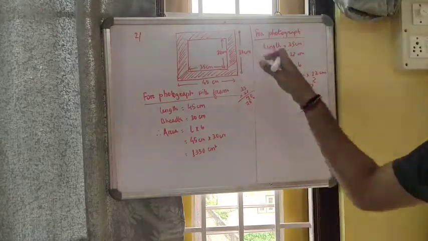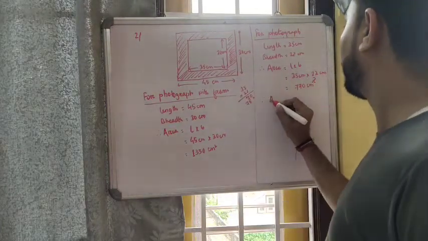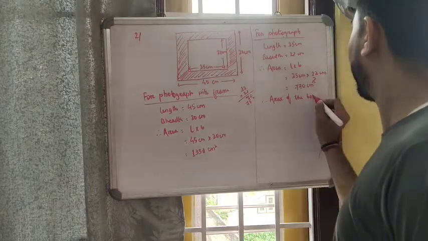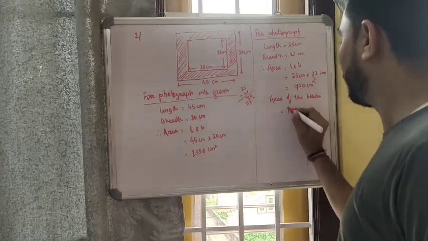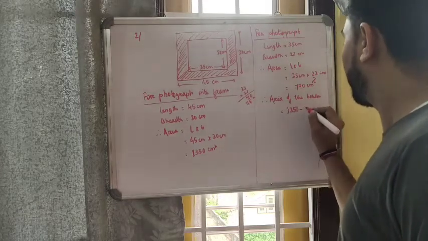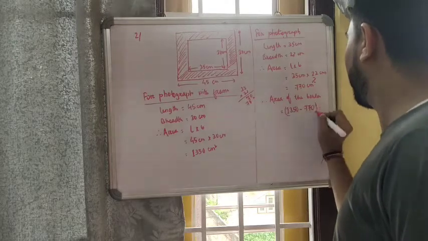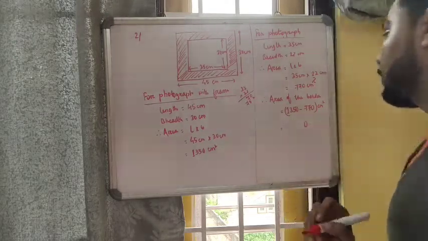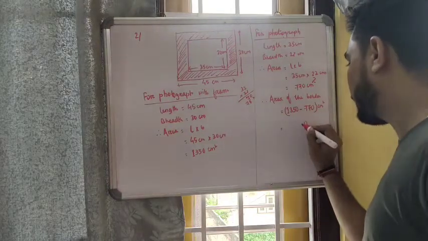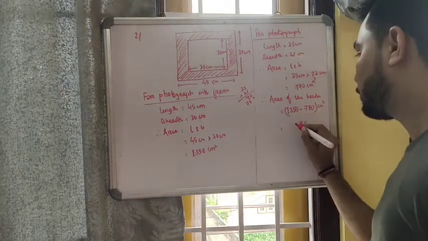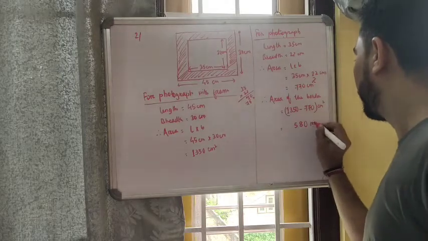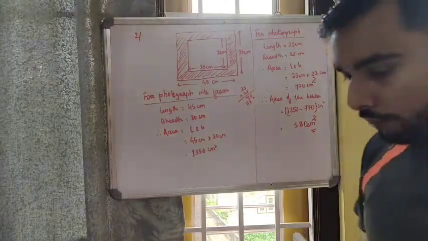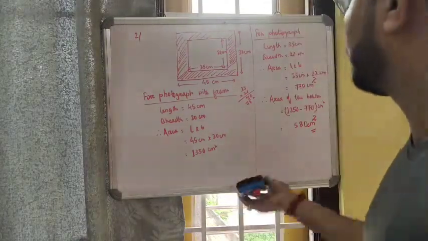Now after subtracting you will get the area of the border, therefore area of the border is equal to 1350 minus 770 centimeter square. So 0 minus 0 is 0, 5 minus 7 is not possible, 15 minus 7 is 8, 2 minus 7 is not possible, 12 minus 7 is 5, so it will give you 580 centimeter square. I hope it is clear to all of you.